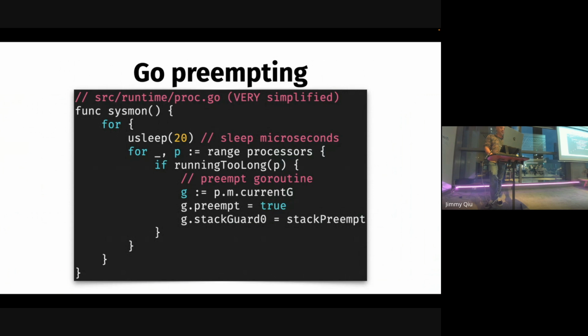The way it does that is it gets the current goroutine that's running, that's the p.m.curg. It sets a flag on that goroutine, which is just a data structure in memory. It says preempt is equal to true. That will then cause it to go off and preempt next time it runs through. And it's also got a special way of doing it.